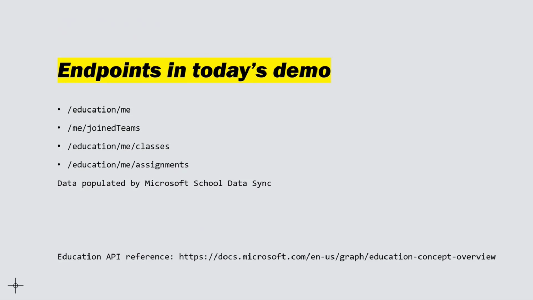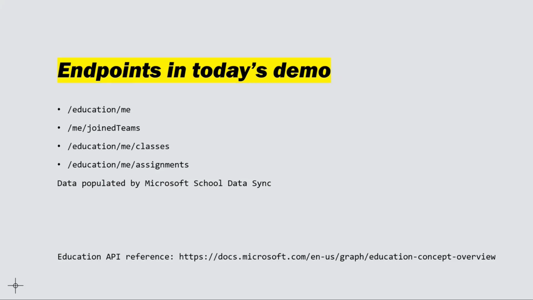Some of these you might be familiar with from just your standard Graph endpoints. Some of these are education specific. Starting with the education me endpoint, this is very similar to the me endpoint in Graph, except it's got some extended AAD properties that are specific to education. So you'll get extra stuff like the student's grade, or if they're a teacher or a student, what their status is. That will all come back with that education me endpoint. There's also the me joined teams, which is just listing your teams as you would get it with your standard Graph calls. And then two more education specific ones.